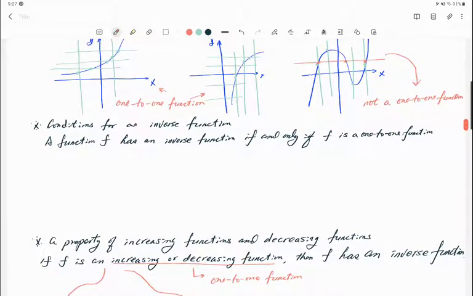Okay, so it's really important. If f is a one-to-one function, then the inverse is also a function.